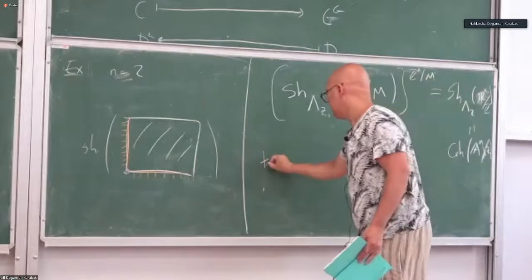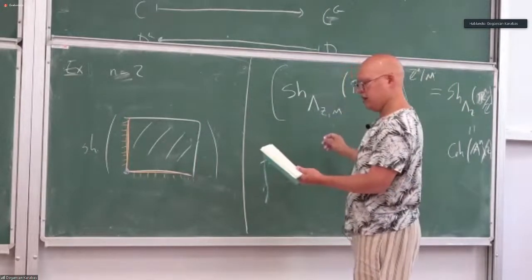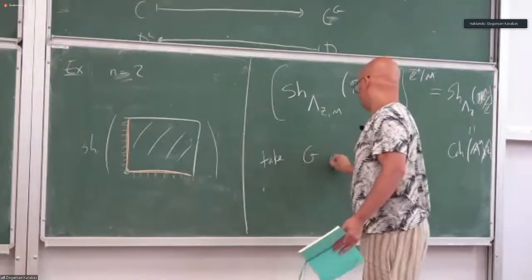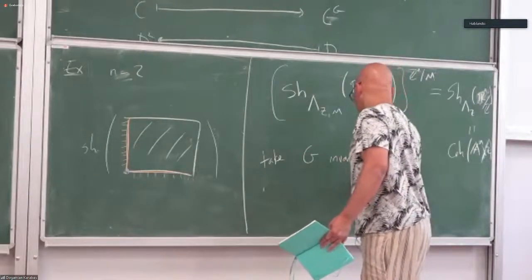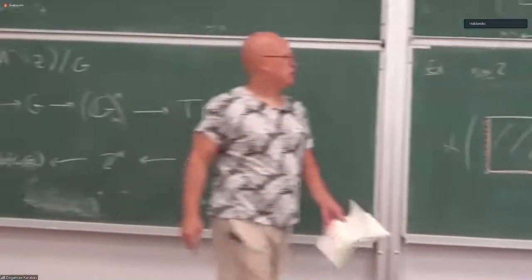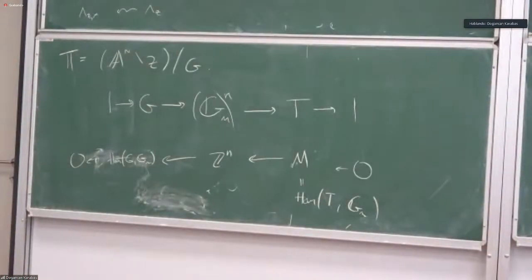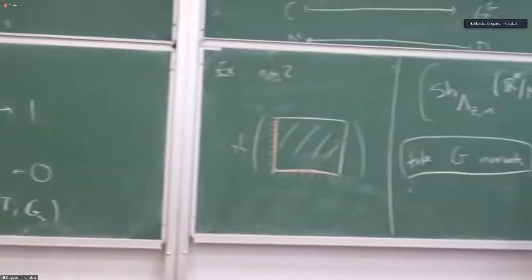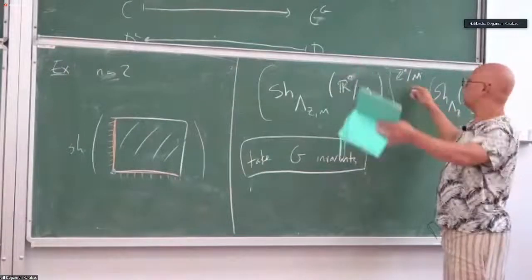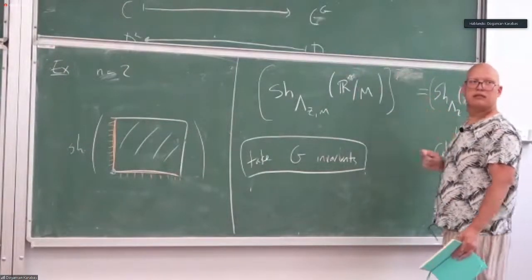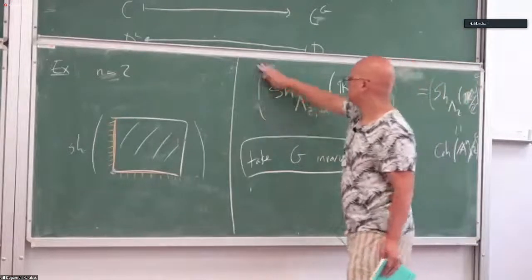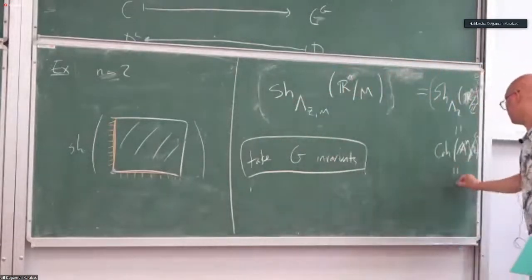Now I take G invariants. G is this G. And taking G invariants is what I had wanted to do here, so that's good. Who knows what it does to this? But what it does to this, according to this Pontryagin duality, is just get rid of this guy. Okay, so that's it.